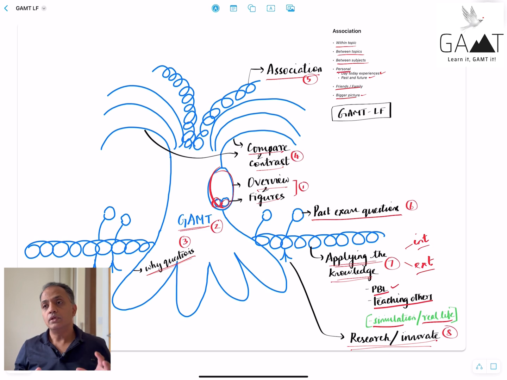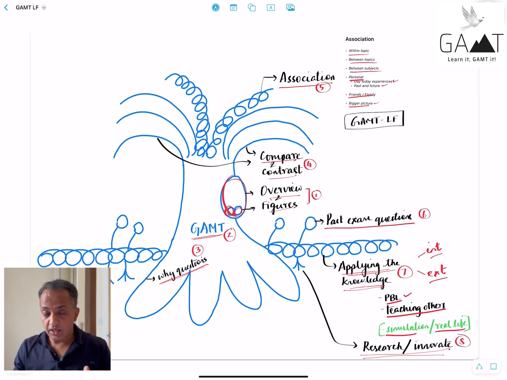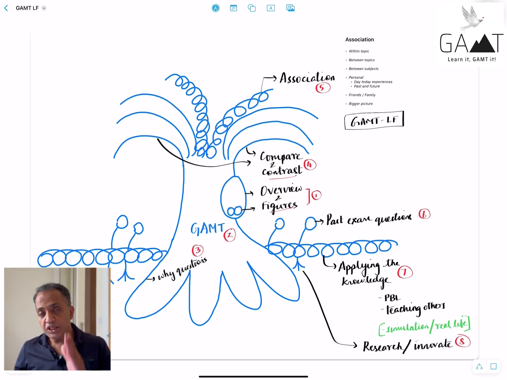The aim is to spend some time in each of these zones when you read any topic. Once you read a topic, create a GAMT and then spend some time in each of these zones. I can guarantee you, your learning is going to be much deeper than the majority of the students who learn the particular topic. So in the next video, I'm going to take a topic and I'm going to apply this GAMT learning framework and show you how exactly it's done.